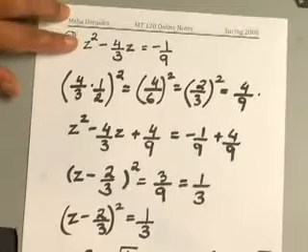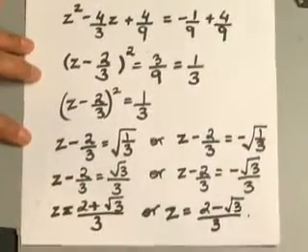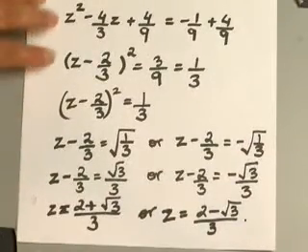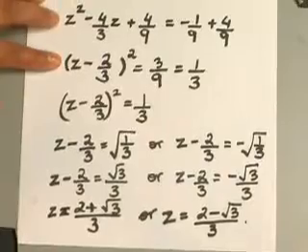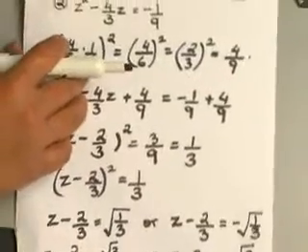So (2 plus square root of 3) over 3 and (2 minus square root of 3) over 3 are going to be solutions to this equation. So when you're working with fractions, you have to be a little careful, especially when you are trying to factor the perfect square trinomial. So practice a little and you should be able to work with these.